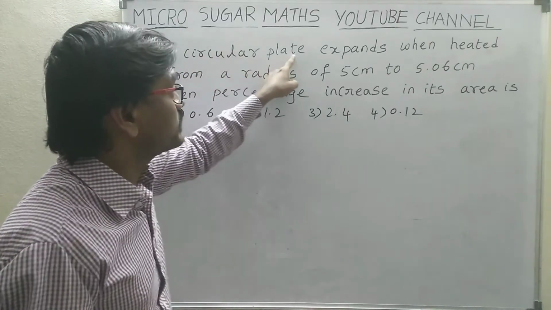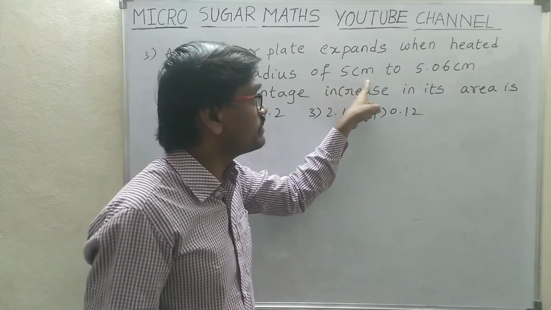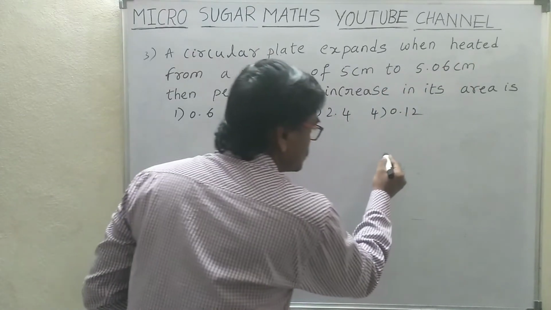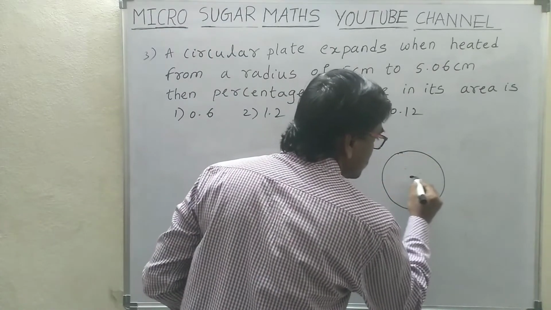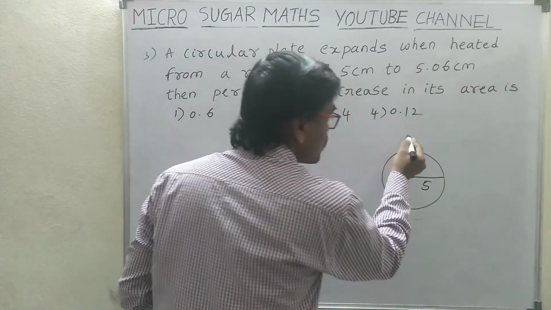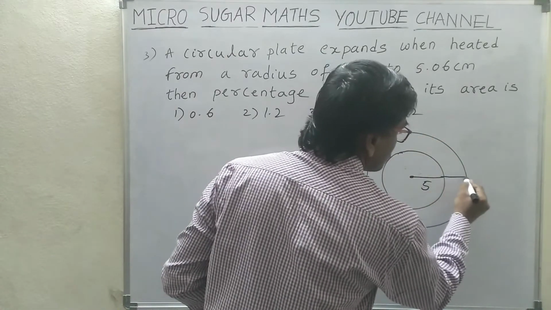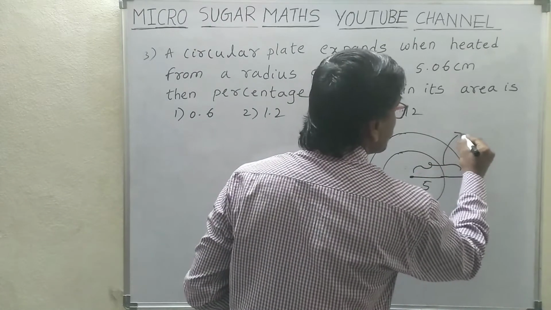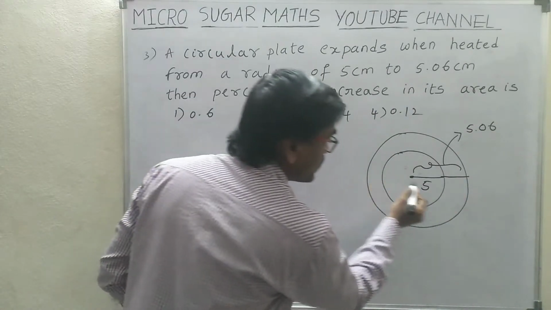Students, our next problem. A circular plate expands when heated from a radius of 5 centimeters to 5.06 centimeters. Students, this is your first circular plate position. Its radius is, what is the radius? 5 centimeters. Now after heating, the circular plate is expanded and the new radius is, what is the new radius? 5.06.